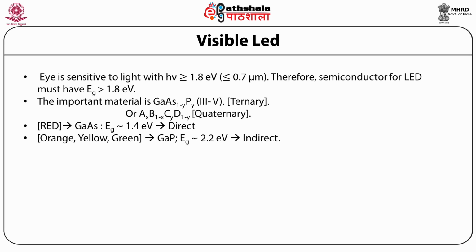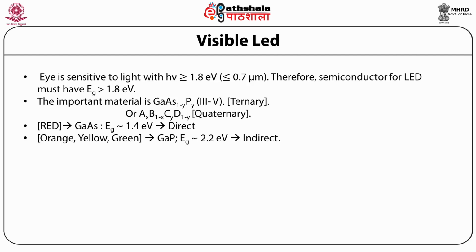Now, the eye is sensitive to light with h nu greater than or equal to 1.8 electron volt. Therefore, the semiconductor for an LED must have Eg greater than 1.8 electron volt. So the important material is the gallium arsenide 1 minus y P y ternary, or the A x B 1 minus x C y D 1 minus y quaternary. That is, red: gallium arsenide, having Eg 1.4 electron volt, direct band gap; orange, yellow, green: gallium phosphide, Eg approximately 2.2 electron volt, indirect.